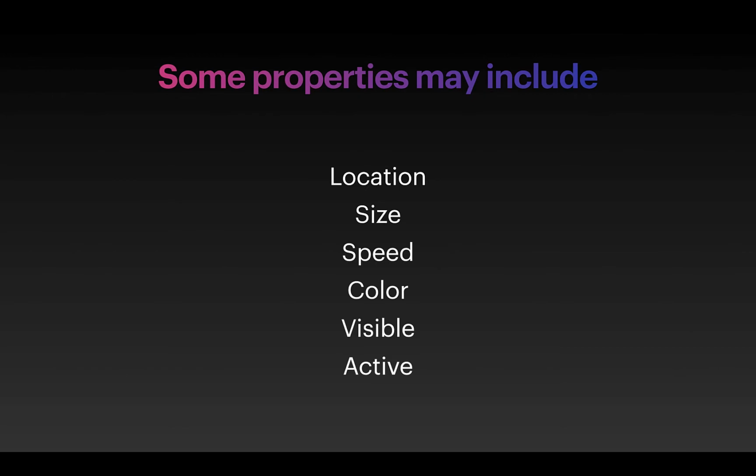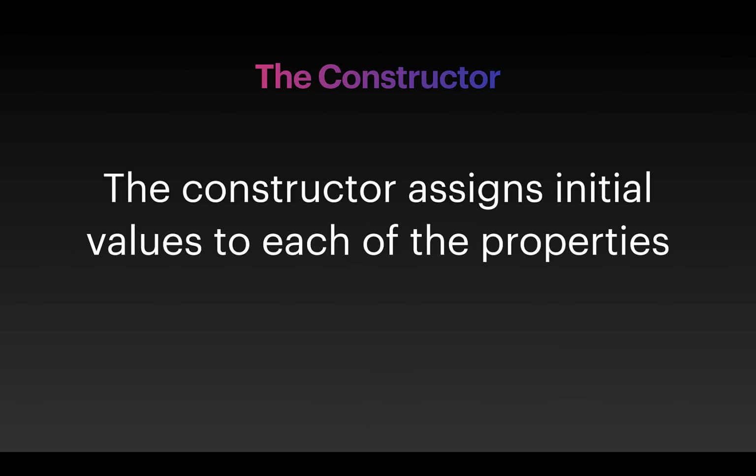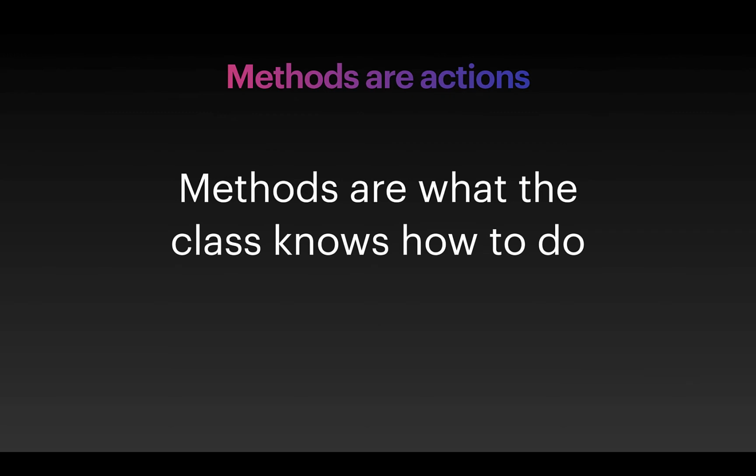A class usually contains properties, a constructor, and methods. Some properties will be location, size, speed, color, visible, active, and any other properties that are necessary for taking care of that particular object. The constructor will assign values to each of those properties. So the constructor is where we assign those initial settings that then can be changed or modified as our program runs. The methods are actions. They are what our class knows how to do.